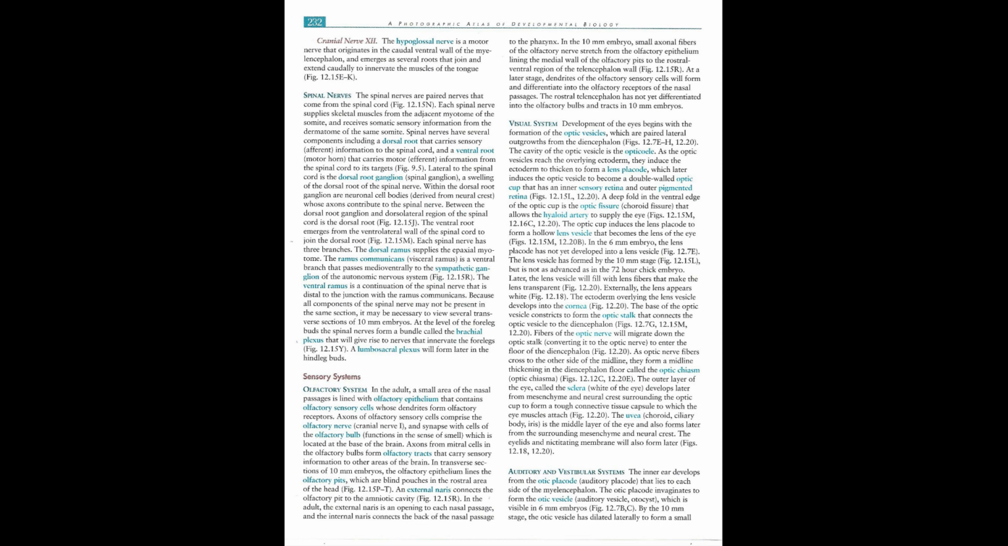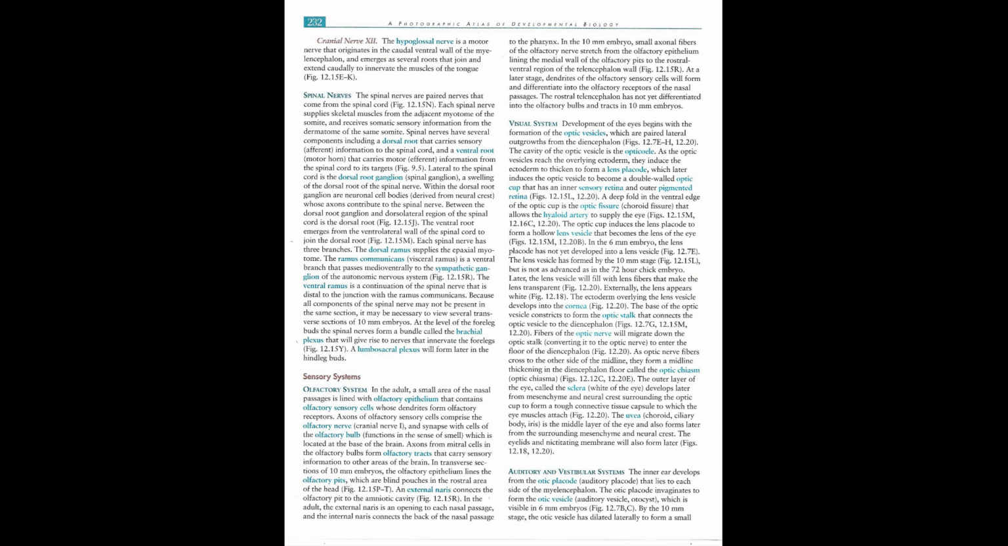The base of the optic vesicle constricts to form the optic stalk that connects the optic vesicle to the diencephalon, Figs 12.7g, 12.15m, 12.20. Fibers of the optic nerve will migrate down the optic stalk, converting it to the optic nerve, to enter the floor of the diencephalon, Fig 12.20. As optic nerve fibers cross to the other side of the midline, they form a midline thickening in the diencephalon floor called the optic chiasm, optic chiasma, Figs 12.12c, 12.20e.